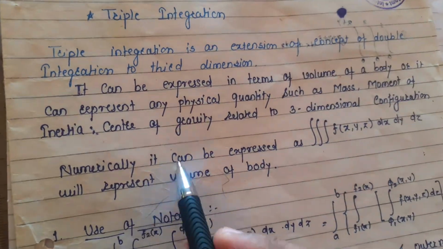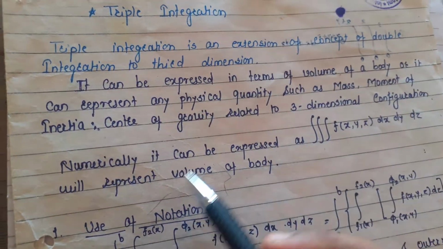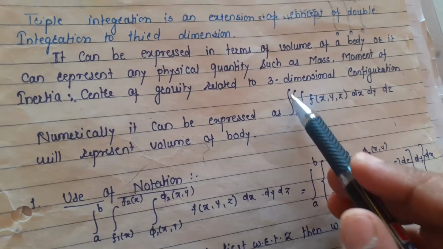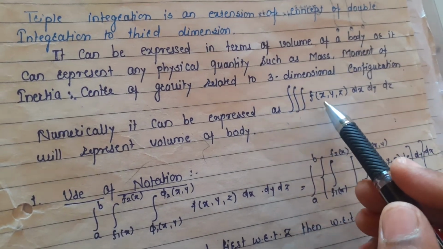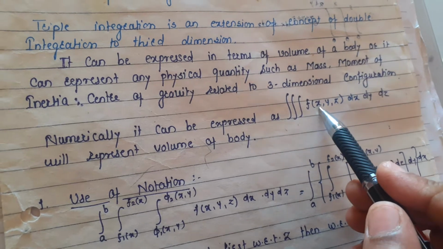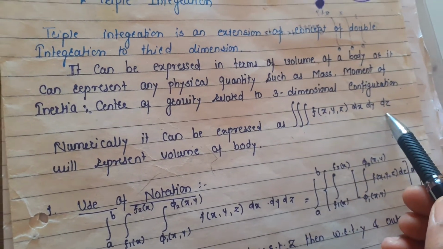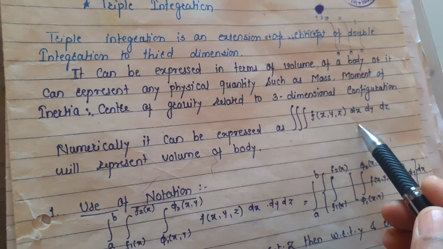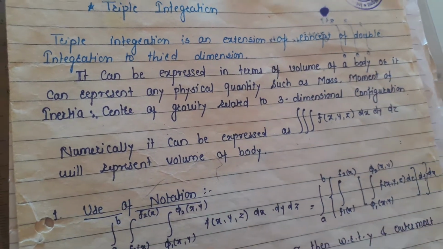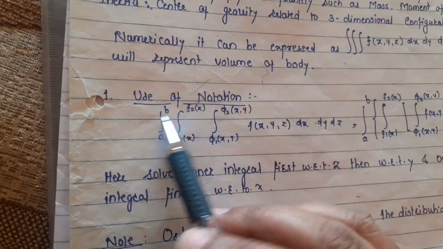Next, numerically the triple integration can be expressed as triple integration of f of x y z, as this is a function of x y z, therefore dx dy dz, three differentials are also multiplied here, with respect to the volume of the body. Now, use of some notations here.